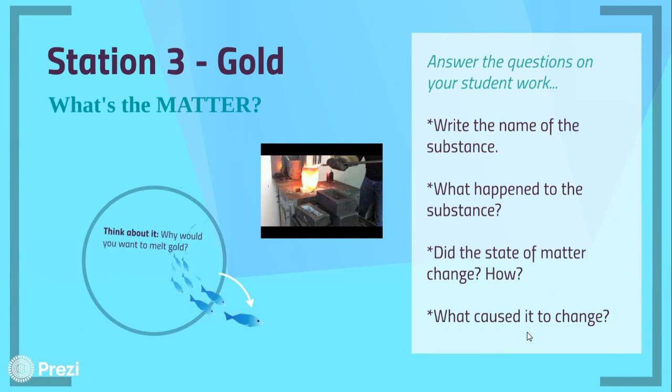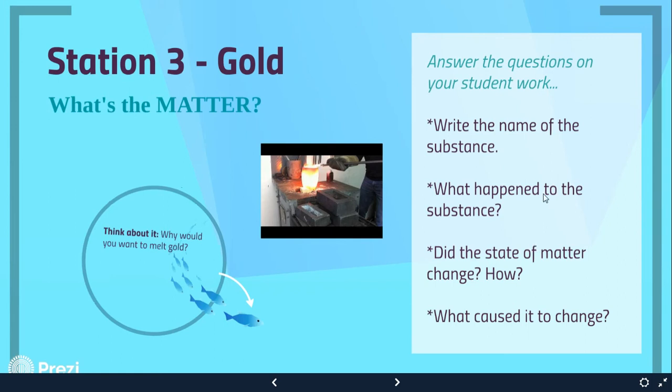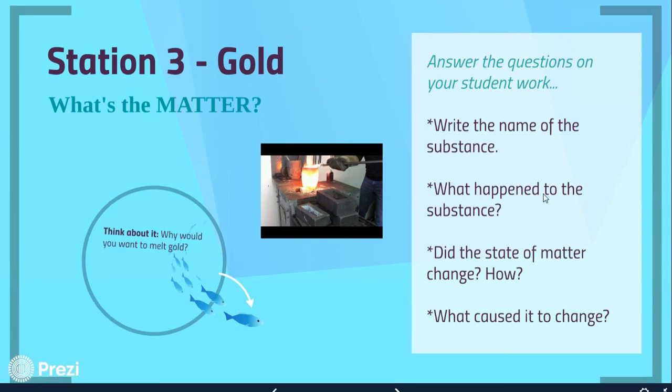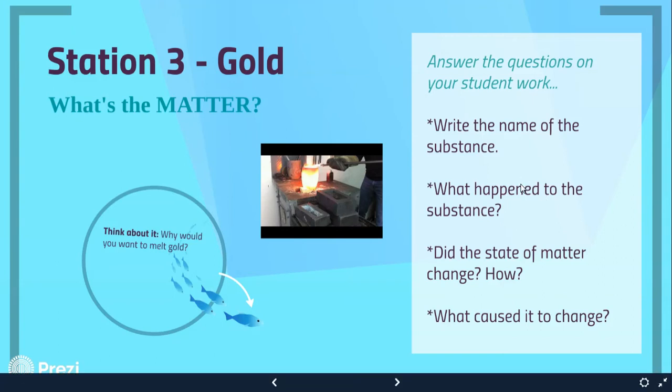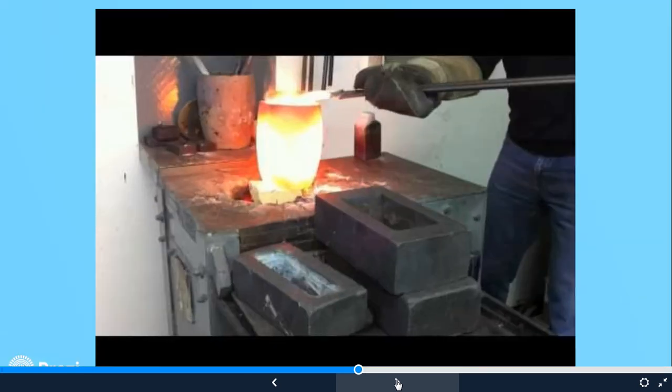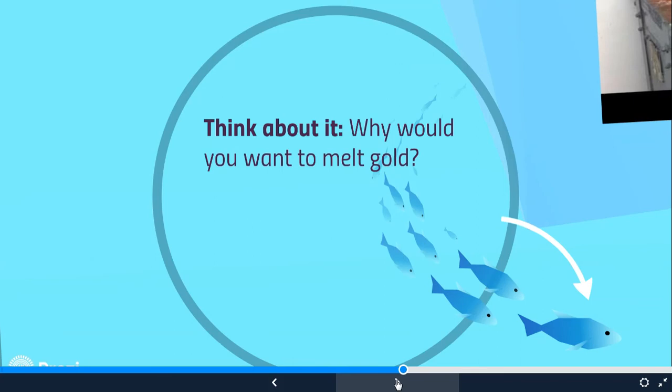So write the name of the substance is gold. The gold melted. Did the state of matter change? Yes, it most certainly did. It changed from a solid to a liquid. And what caused it to change? Of course, that really high heat. But again, it's still adding a temperature change, which is heat, just like our other examples.